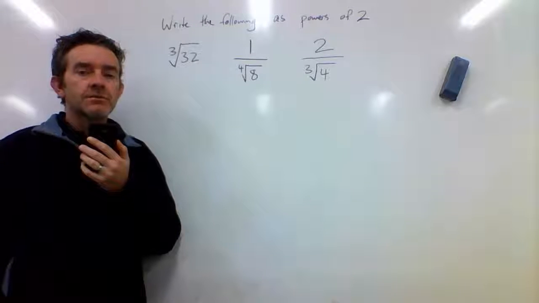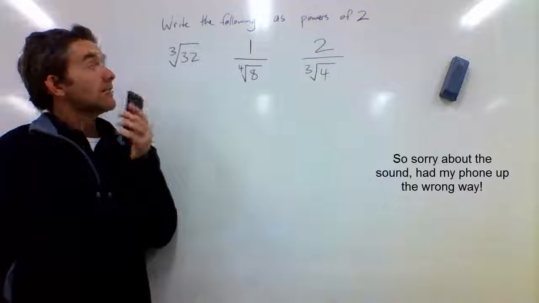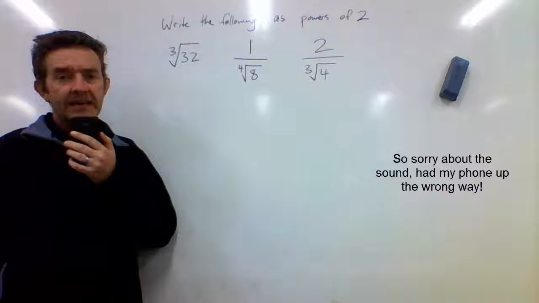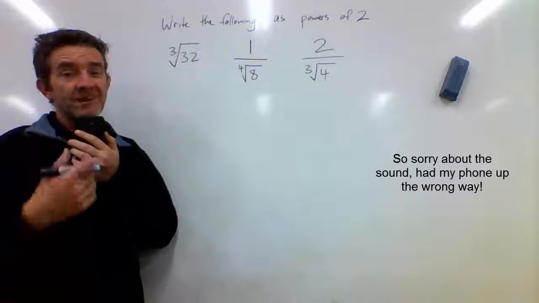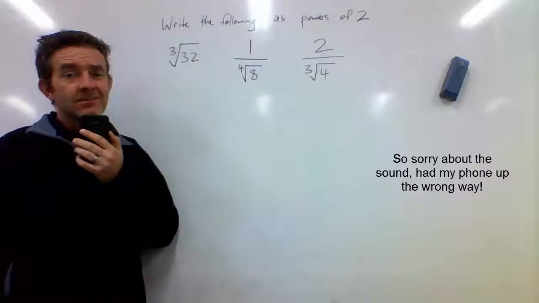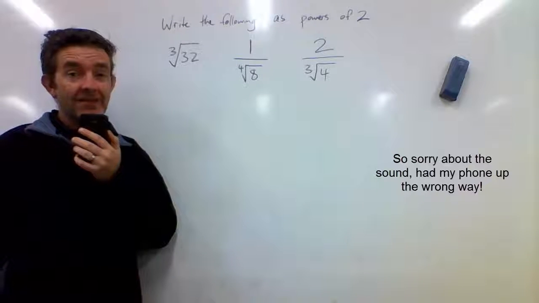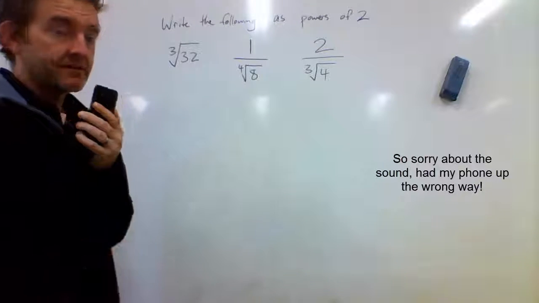So the instructions on the board are telling me to write the following as powers of 2. And it's looking a bit gnarly up there because we've got some radical signs and cube roots and fourth roots and stuff like that. But let's have a look at it. We're going to do this step by step.